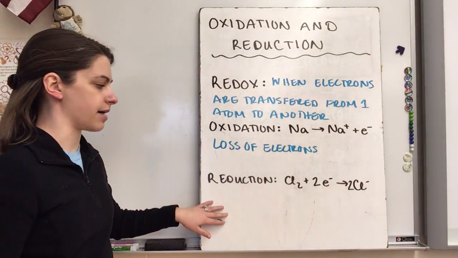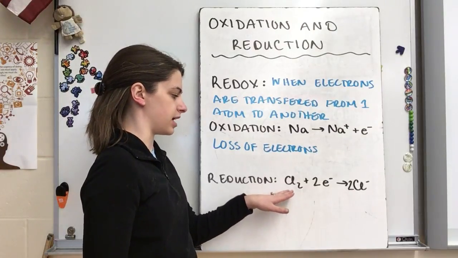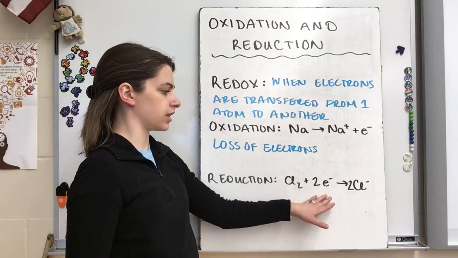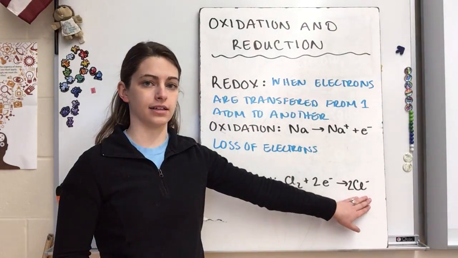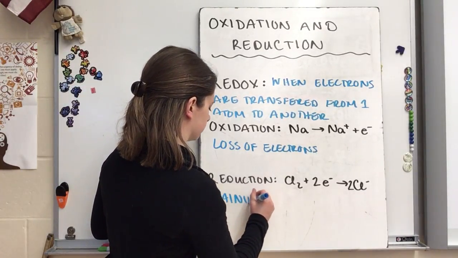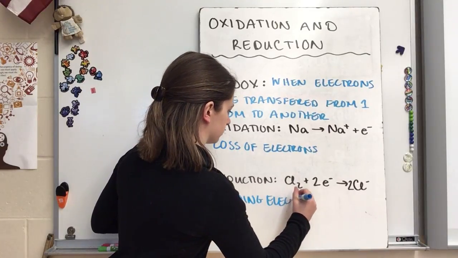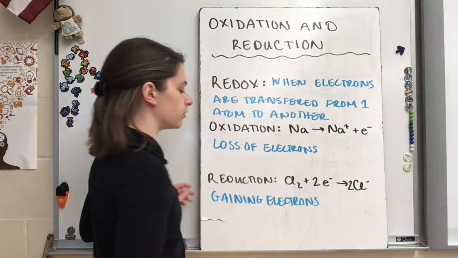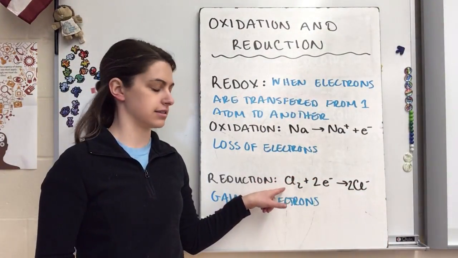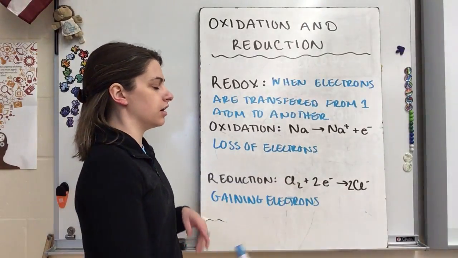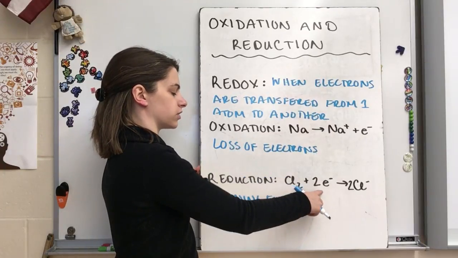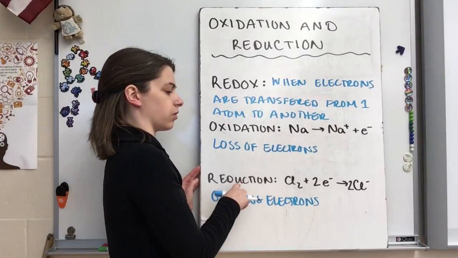And then reduction is the opposite. So we can use our chlorine example. We have chlorine atoms, so it's diatomic, so it's Cl2. And if we add 2 electrons, we get 2 chloride ions, each with a -1 charge. So reduction is gaining electrons. And we know that by this reaction, it's gaining electrons because electrons are being added on our reactant side, not showing up on our product side. So if electrons show up on your products, it's a loss of electrons or oxidation. If your electrons show up in your reactants, it's gaining electrons or reduction.